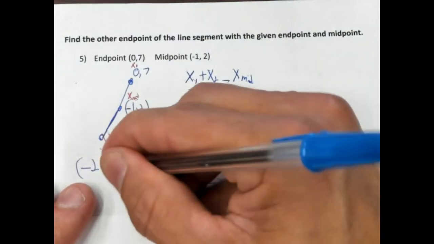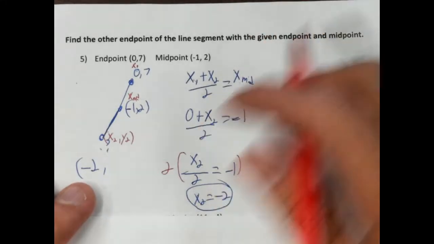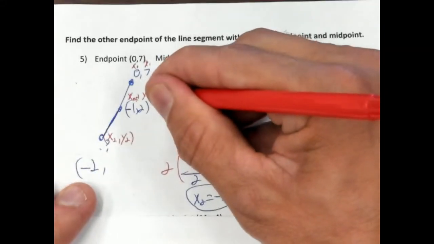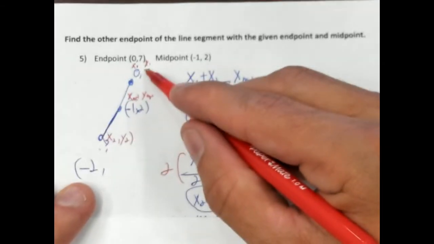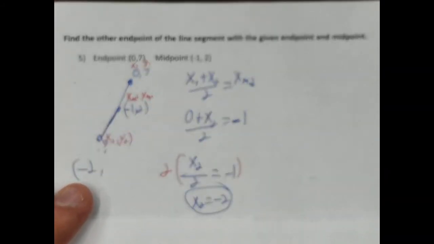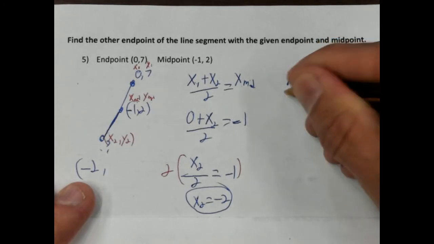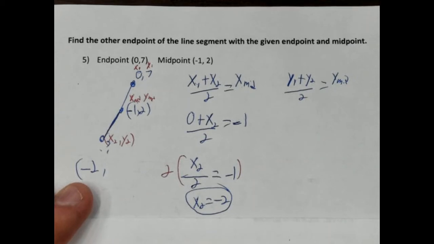We're halfway there. Now we're going to do the exact same thing with the y values. This is our y sub 1, this is the y of the midpoint, and this is the missing y value. Let's write that formula down. y sub 1 plus y sub 2, over 2, is equal to the y of the midpoint. Now we plug some of these values in.